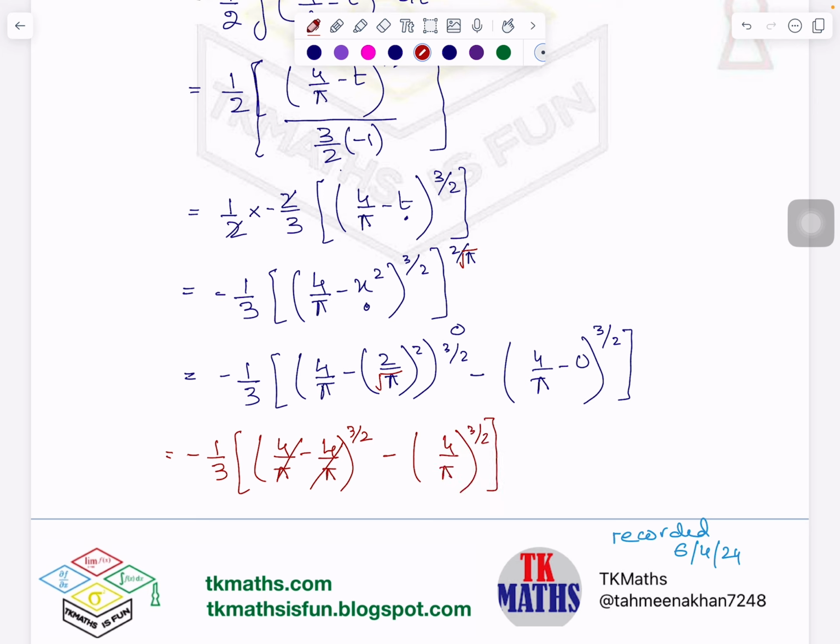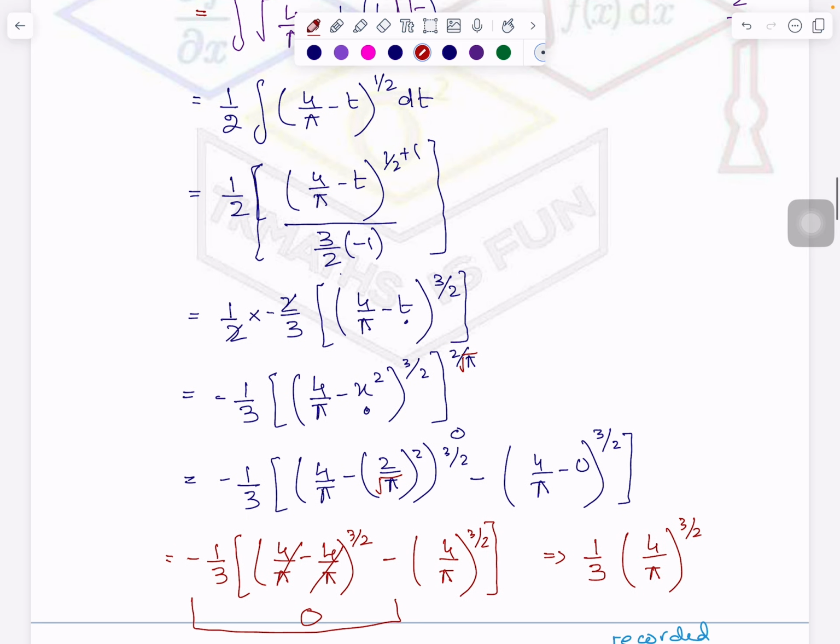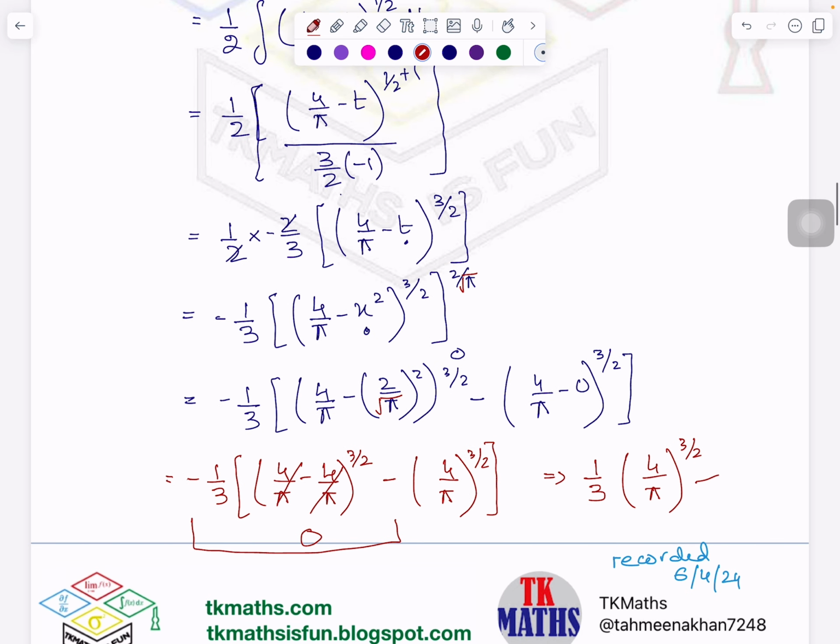Okay, so what it is now, because this term is 0, so I will ignore it. This minus will multiply by this minus, it will become what? Plus. So now you have 4 over pi 3 over 2 simplified form. But it doesn't look like what we have to prove. What we have to prove? 8 over 3 pi cube in the root. So let's see. I'm just taking it up from here, because I know I have to prove 8 over 3 root pi cube. Let's see how do we change it.